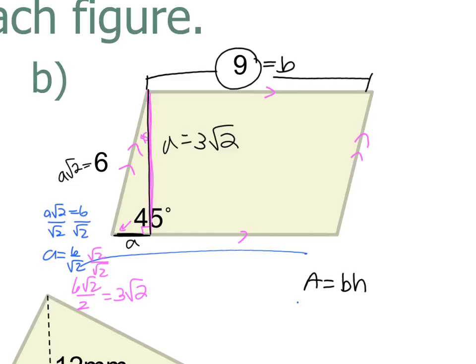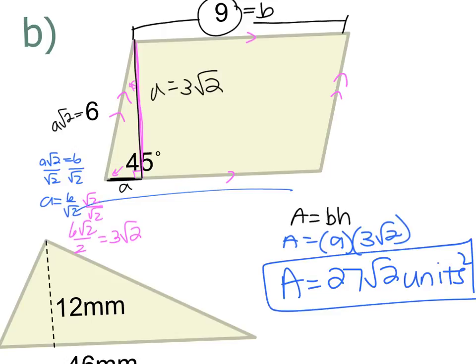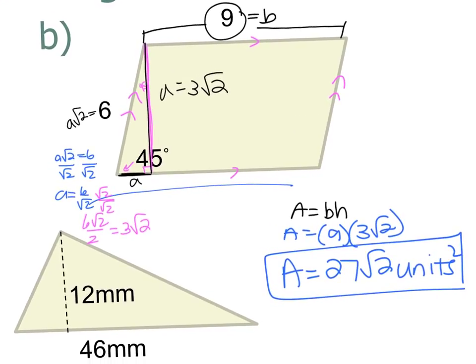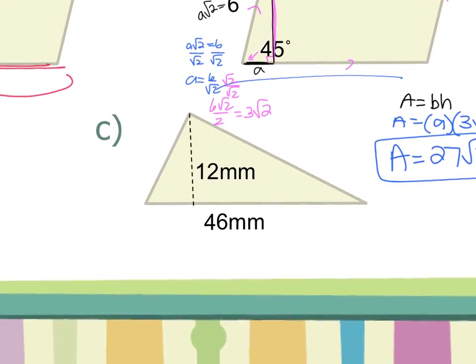So now my area equals the base, which is 9, times the height, which is 3 root 2. Multiply that out, and I get 27 root 2 units squared. Questions on that one? All right, then C.